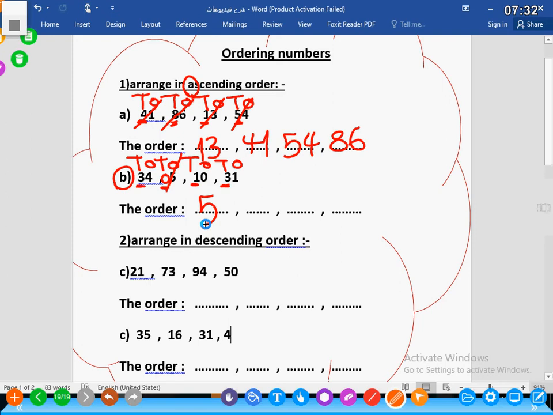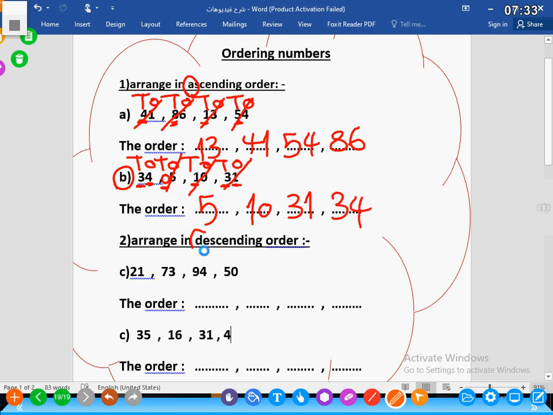Now we have 3, 1 and 3. What is the smallest number? 1. So cancel 10 and write it here. Now we have 3 and 3. When I have the same tens, look at the ones. Now we have 4 and 1. What is the smallest number? 1. So cancel it and write it here. What is the number left? 34. Write it here.